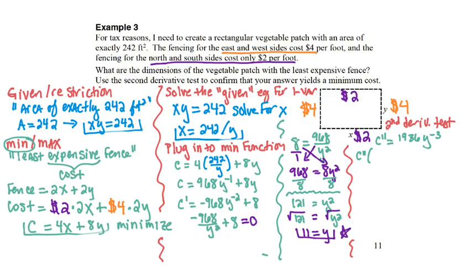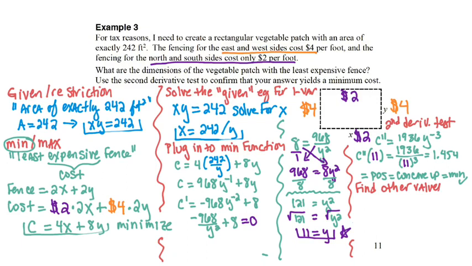So I need to test my critical value, in this case 11, into this derivative. Get out my calculator, and what I care about is I got a positive value, which means I'm in a concave up region, and during that section all critical values are minimums, and that's what I'm looking for, the least expensive fencing. So I found the minimum cost, or what values give me the minimum cost.